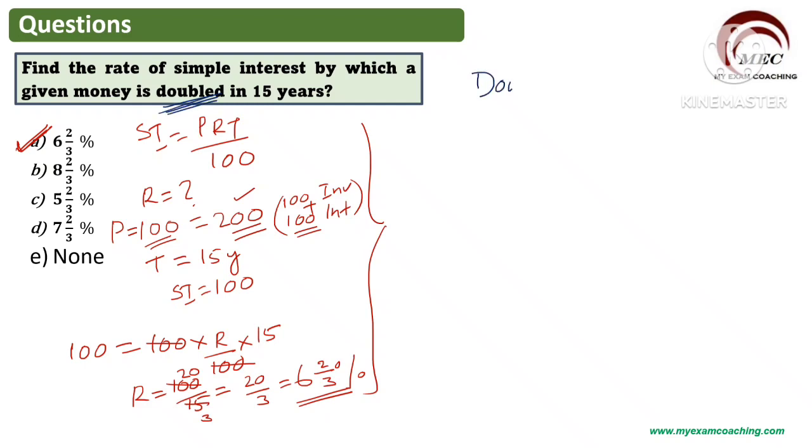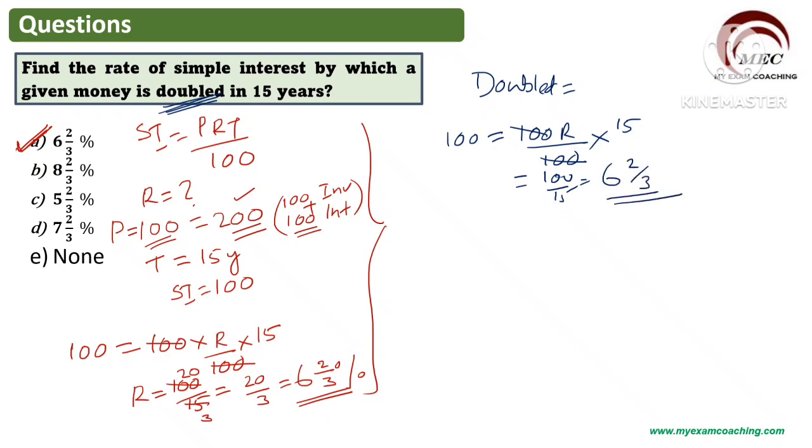Whenever we have this word doubled, then use the formula: 100 is equal to 100 R by 100 into time. Time is given as what? 15 years. So 100 equal to 100 R by 100 into time. Now you can cut this 100 and 100. You can easily mark it as 100 by 15. So it will become 6 2 by 3. Accordingly, we will mark this as the correct option.